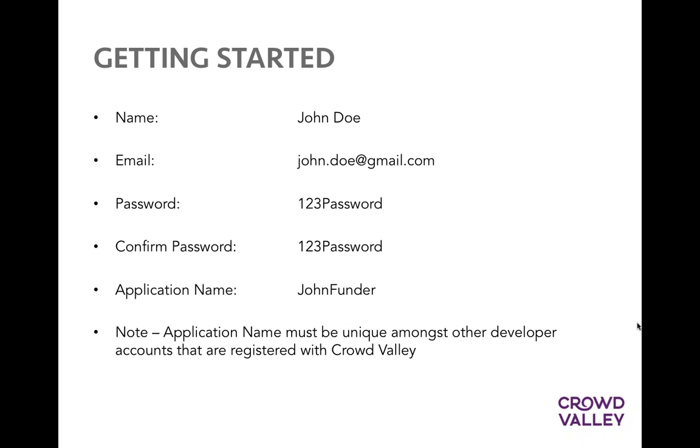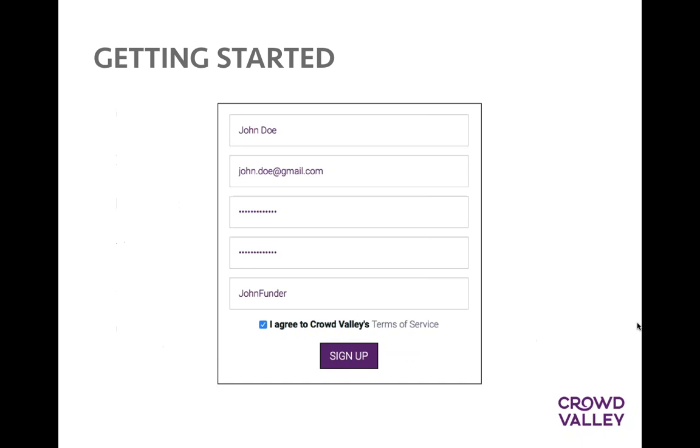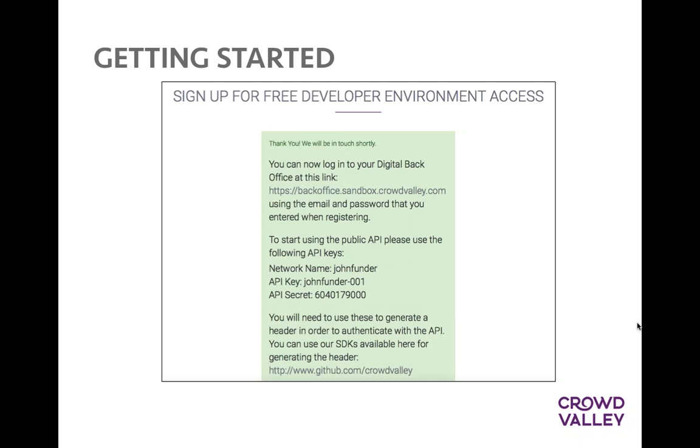The application name must be unique amongst the other applications that are already registered with us. So if you try to register with an application name that happens to be taken by somebody else already, it will say that you're not allowed to do that and please choose another one. But that's the only constraint really on application name. You can choose something that makes sense for you. So you put that information into the boxes and agree to the terms of service, and then press sign up.